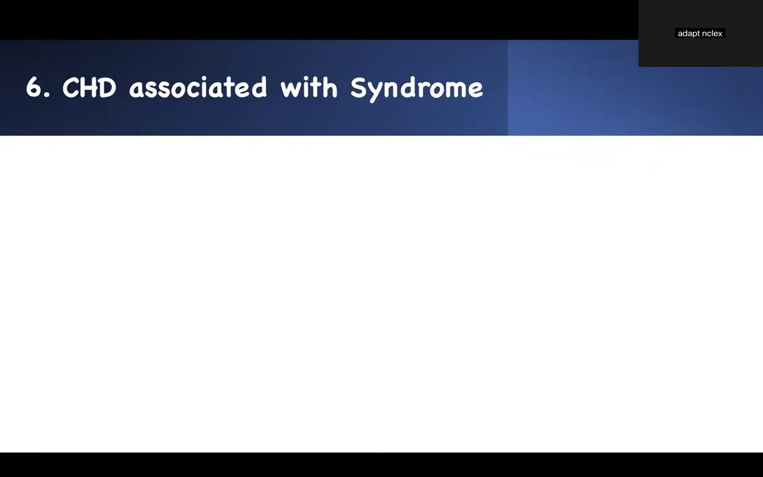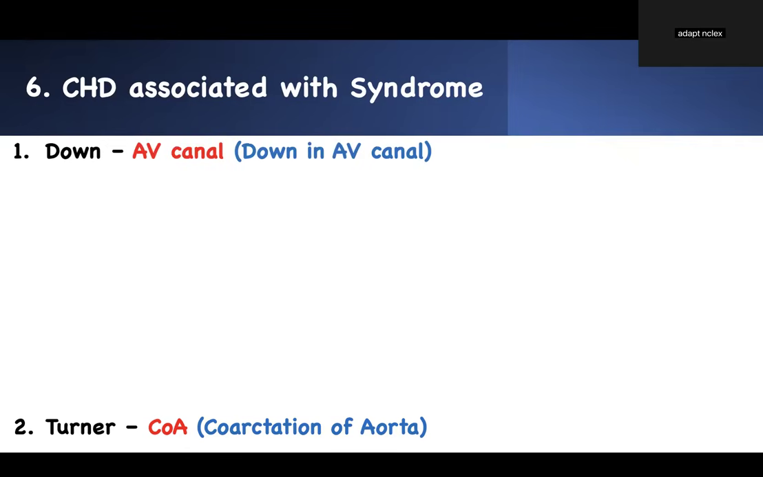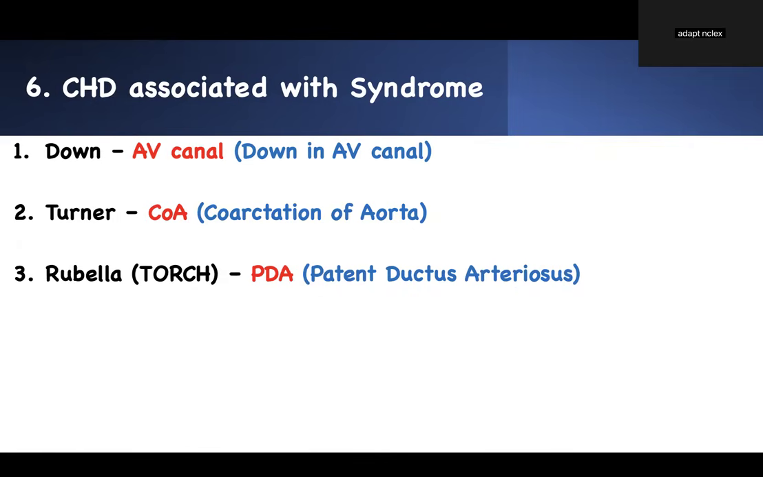Now, other syndromes associated with congenital heart defects are these 3 to know. Down syndrome, AV canal, right? Turner syndrome is associated with what? Coarctation of the aorta. And then TORCH. Remember, Rubella, the reason why we make sure mommy has immunization against Rubella or any of the TORCH infections, right? That's infectious disease. It can lead to congenital heart defect, and that is the PDA. These are easy ways to remember all the congenital defects.